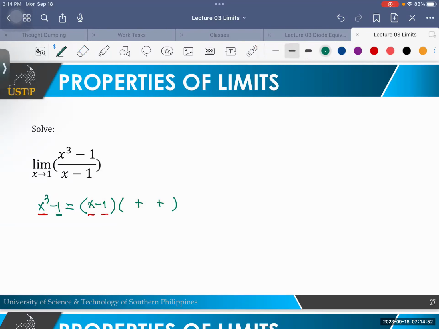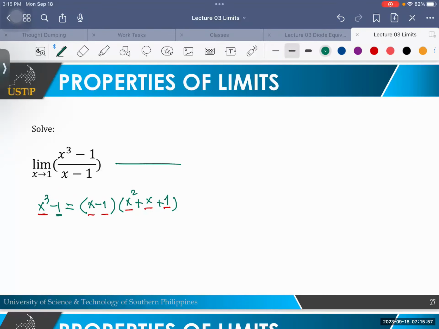Okay, so what is now the trinomial factor of this? Ang first term, class, will be the square of your binomial's first term. So that is just x squared. The middle term will be the product of your two terms, so x times 1. Since it is negative in the binomial, the sign doesn't matter, so it is plus. X times 1, that is just x. And then finally, the last term is just the square of the second term of your binomial, so 1 squared is equal to 1. Therefore, the factor of x cubed minus 1 is x minus 1 multiplied by the quantity x squared plus x plus 1.